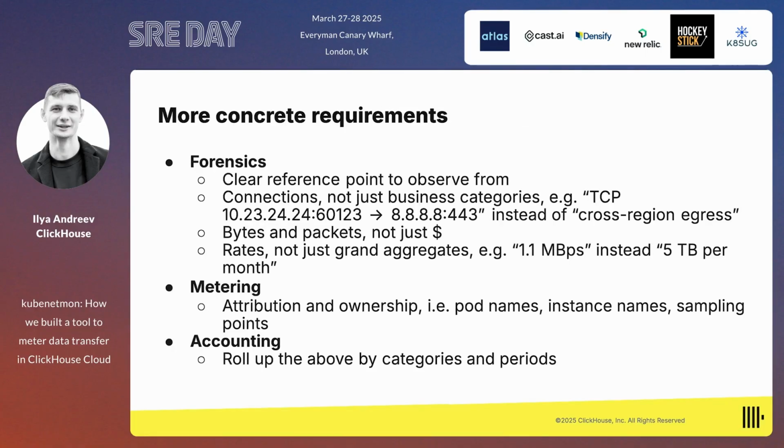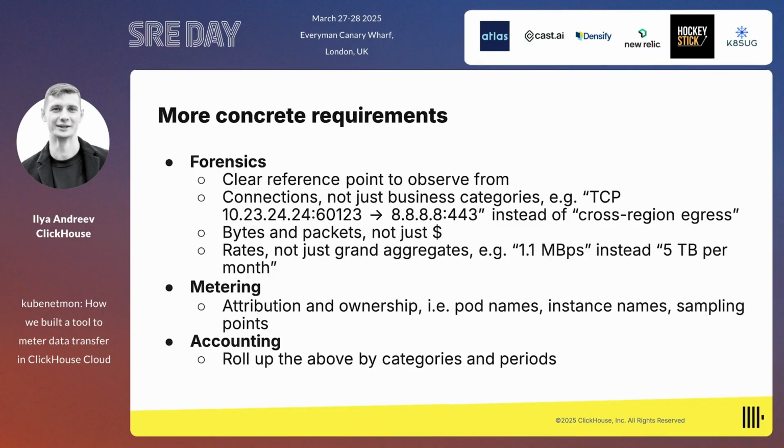Upon reflecting on these needs, we were able to articulate our requirements a little bit more concretely. So, forensics, if you remember, so now we understand we want to have a clear reference point to observe from. We want to have a mental model of where we're getting the data from. So for example, Istio is not the right point of reference. Then we want to have information about connections, so L4 or L3 data here and not just business categories. We want to know about bytes and packets and not just dollars, which is what a lot of observability tools focused on FinOps give us.